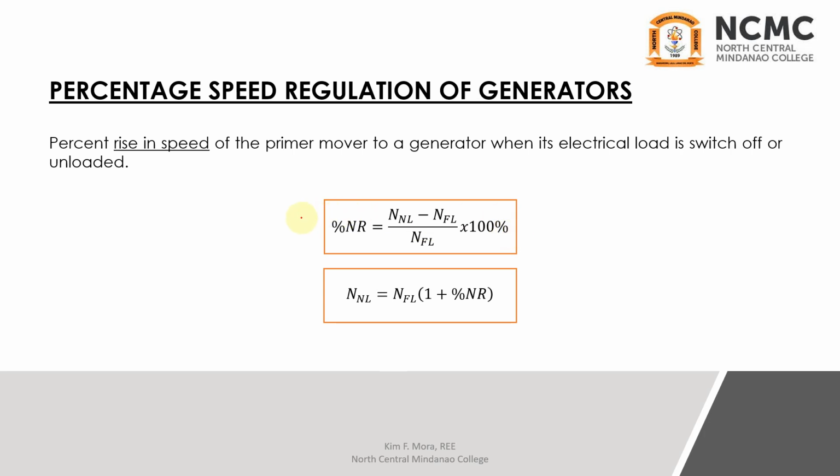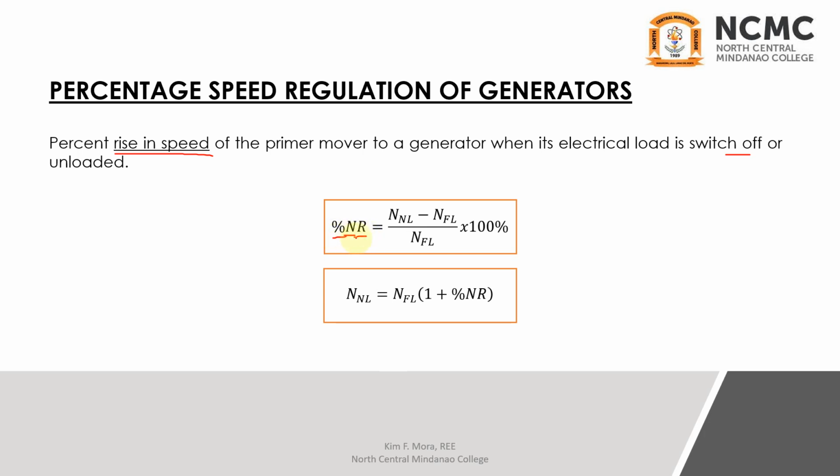So for percentage speed regulation of generators, the percent rise in speed of the prime mover of a generator when its electrical load is switched off or unloaded. So the speed is higher, of course, when there is no load, the speed is faster. So the formula for that is the percent speed regulation.